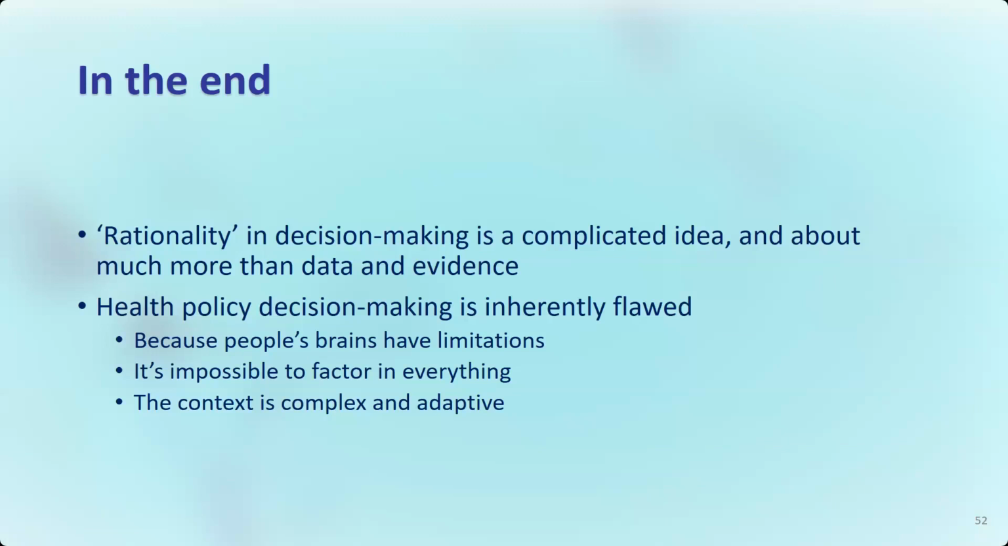In decision making, especially in health policy, rationality is a complicated idea because it's not about scientific rationality. There's a sense that tends to underpin it, but it's factoring in an awful lot more. Inevitably, health policy decision making, like all other decision making, is flawed. It has to be, because we're limited as human beings and we can't factor in everything, and we're working in a context which is very complex and adaptive. So you can't really grasp all of it. In some respects, all of our decisions are flawed decisions.